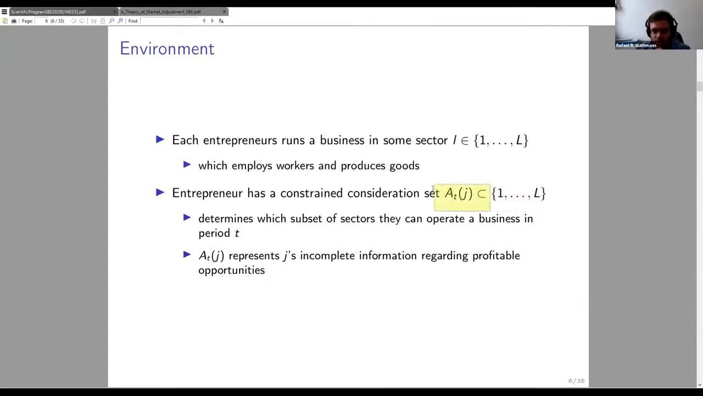There is only one factor of production in this model, which is labor, and there are no complexities in production. You just have labor on one side and the L goods on the other, and each firm produces one of the L goods depending on the sector the firm is in. But as an entrepreneur, you can choose in which sector to operate, though your choice is constrained by your consideration set, and your consideration set depends on time. So entrepreneur J has a consideration set that is a subset of the sectors where he can set up a firm.